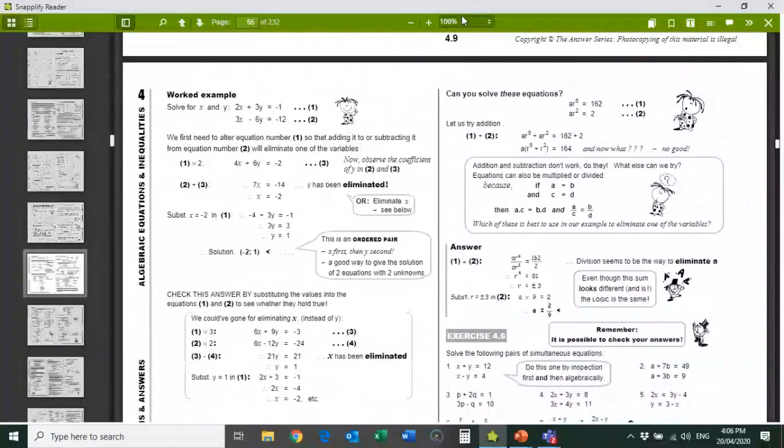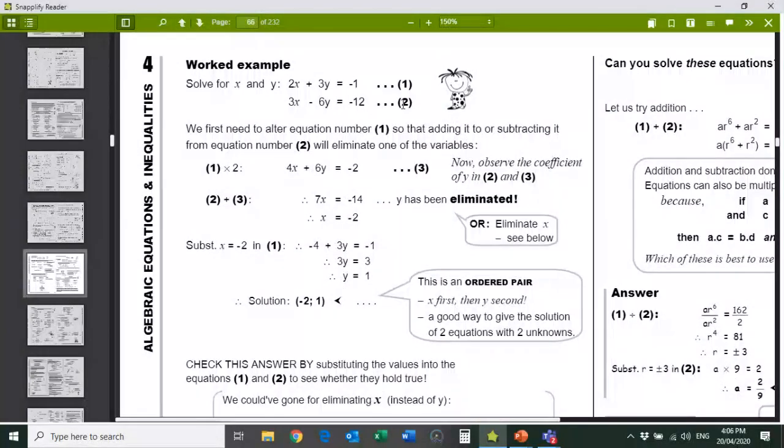This is where I want to be, so I can explain to you. Can you see that I have the x and the y and then a number? First, I want to get rid of, let's say, the y. So what does this need to be? 6, right? I want to minus the bottom one from the top one, but in order to do that, the terms I want to get rid of have to be the same.